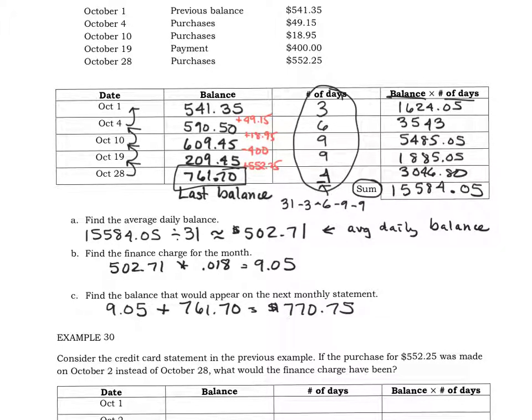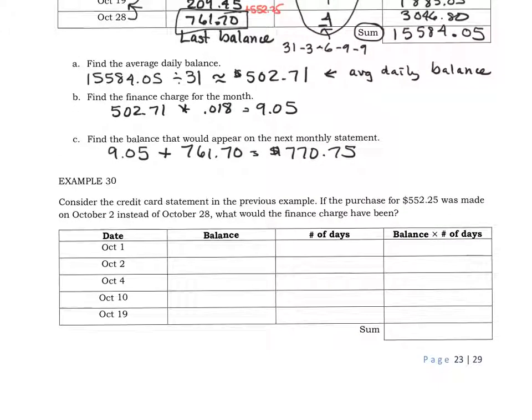$770.75. Now in example 30, the whole point of that one is I moved the big purchase up to October 2nd. My point was to show my students that our interest calculated then, since you had a higher balance for a longer number of days, actually almost doubles the interest that we have to pay. So that was the point of the next example, example 30.